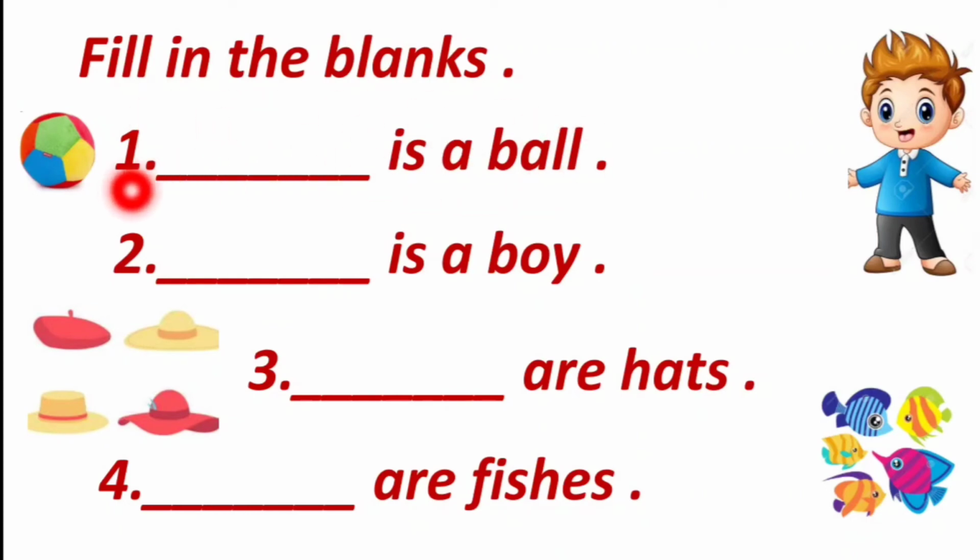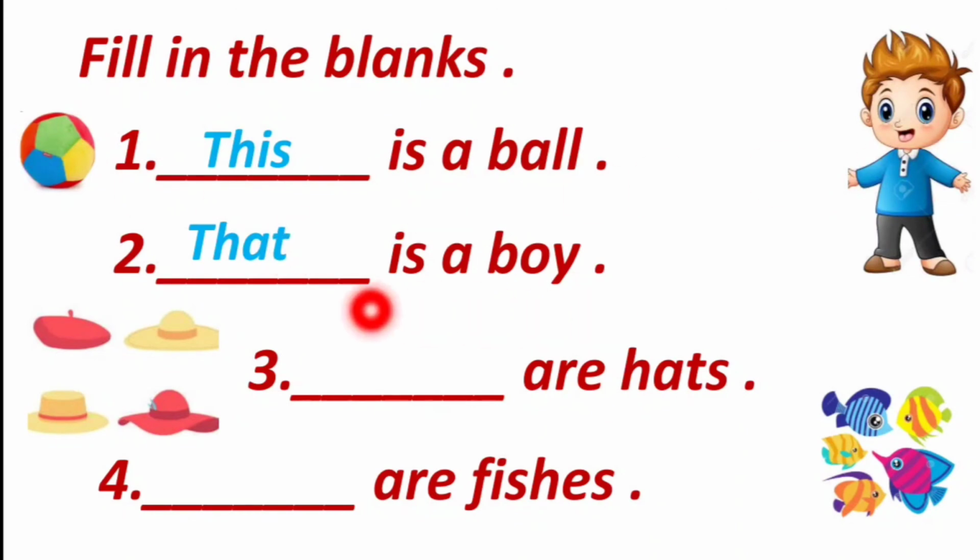The first sentence is dash is a ball. As you can see in this picture, there is only one ball which is near us. So, we will use this here to point this ball because we use this to point one person, place, animal or thing or naming word which is near us. Now, in second sentence, dash is a boy. As you can see in this picture, this boy is far from us. So, we will use that to point this boy because we use this and that to point one person, place, animal or thing which is near or far from us. This for near, that for far.